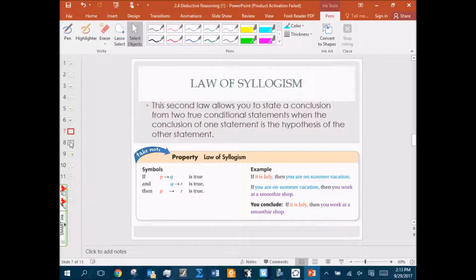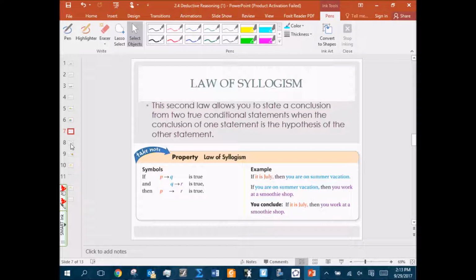If we look at what's going on here and what the law of syllogism says, this second law allows you to state a conclusion from two true conditional statements. So these two statements right here were both true if-thens. And then the third statement that we're able to conclude uses the hypothesis of one of those originals and the conclusion of the other. And we have to be able to match them up.